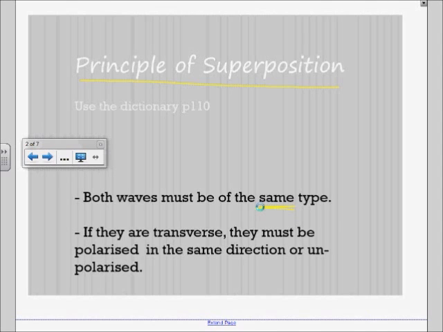And if it turns out that they are transverse waves, then we've talked about polarization. You couldn't have a horizontally polarized wave interfering, or superposing with a vertically polarized wave. So they must have the same plane of polarization or same direction of polarization, or else be unpolarized if superposition is to take place. I keep wanting to say the word interference. We'll get to that term in a moment.